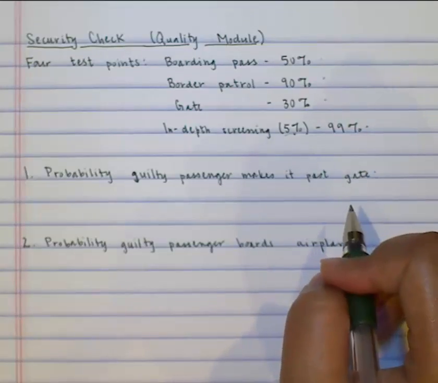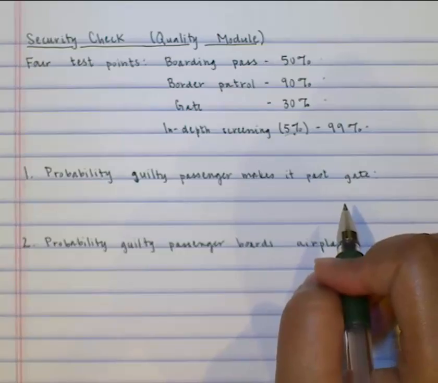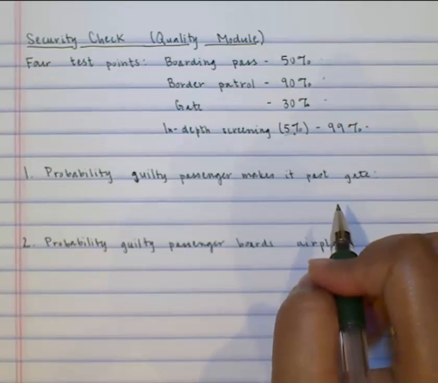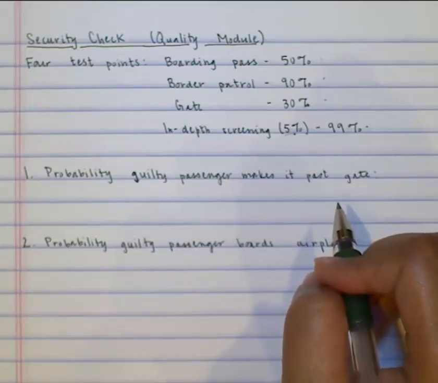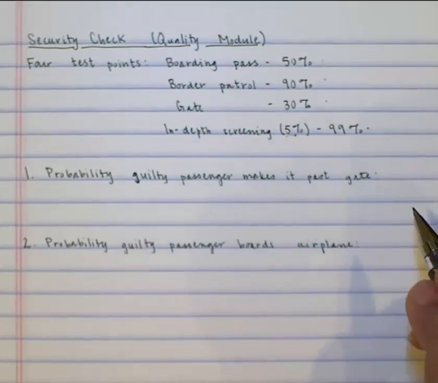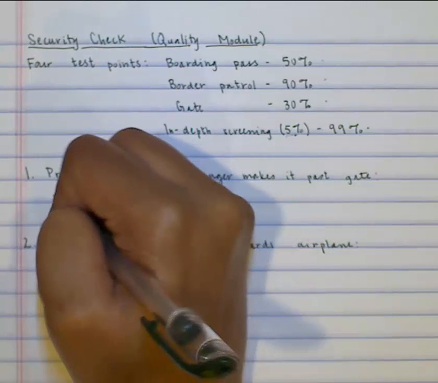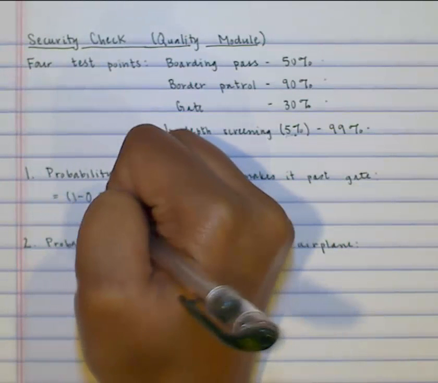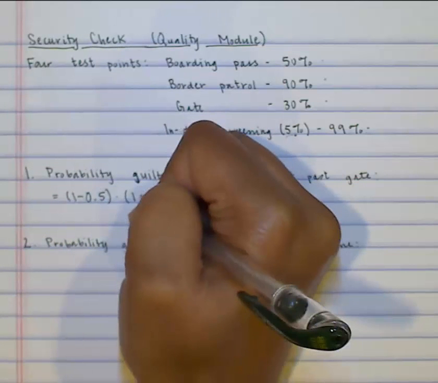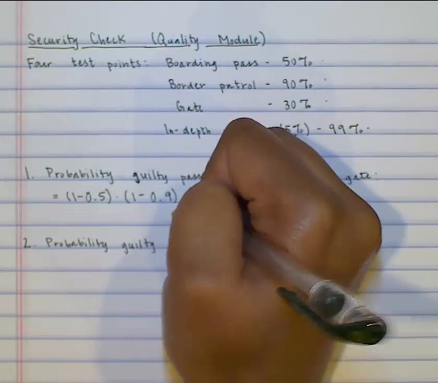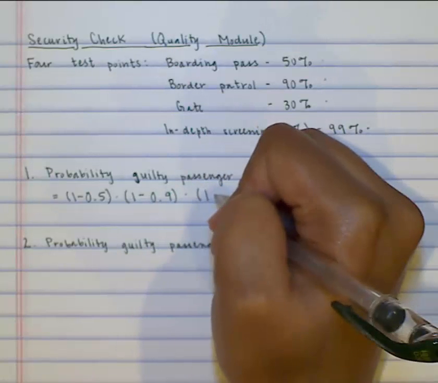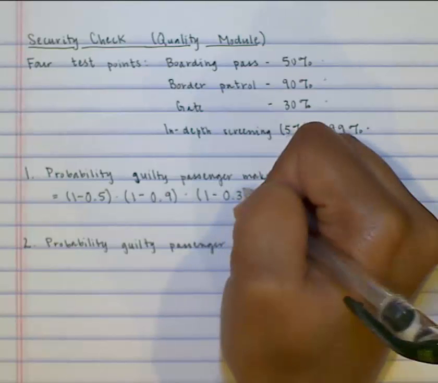The first question asks, what is the probability that a passenger who is guilty of a security violation makes it past the gate? That is, what is the probability that a guilty passenger makes it past the first 3 test points undetected? This is the probability that the passenger obtains a boarding pass, which is 1 minus 0.5, times the probability that the passenger is not caught by Border Patrol, which is 1 minus 0.9, times the probability that the passenger is not caught at the gate, which is 1 minus 0.3.